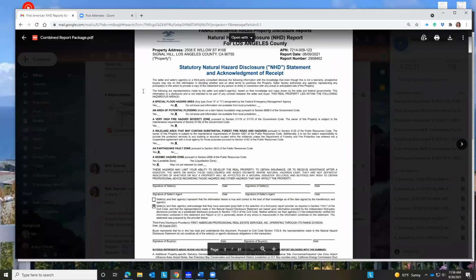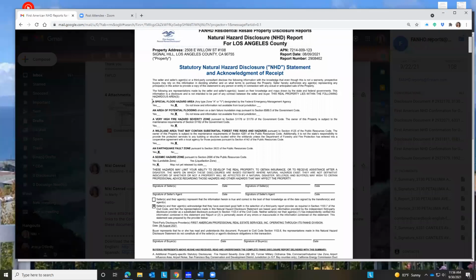Right here in this little area, it tells you all the zones. Special flood hazard zone, area of potential flooding, a very high fire hazard zone, a wildland area that may contain substantial forest fire risks and hazards, an earthquake fault zone, yes, a seismic hazard zone, yes, okay.